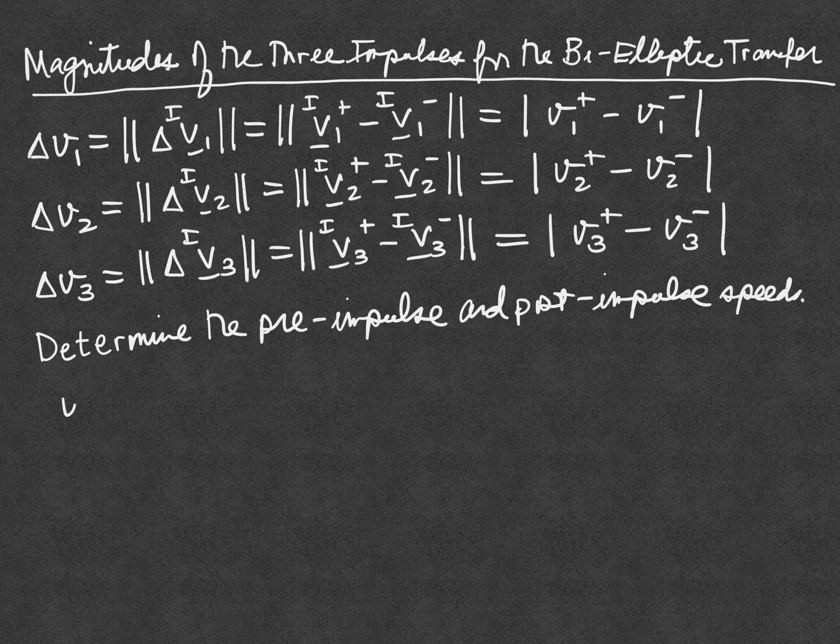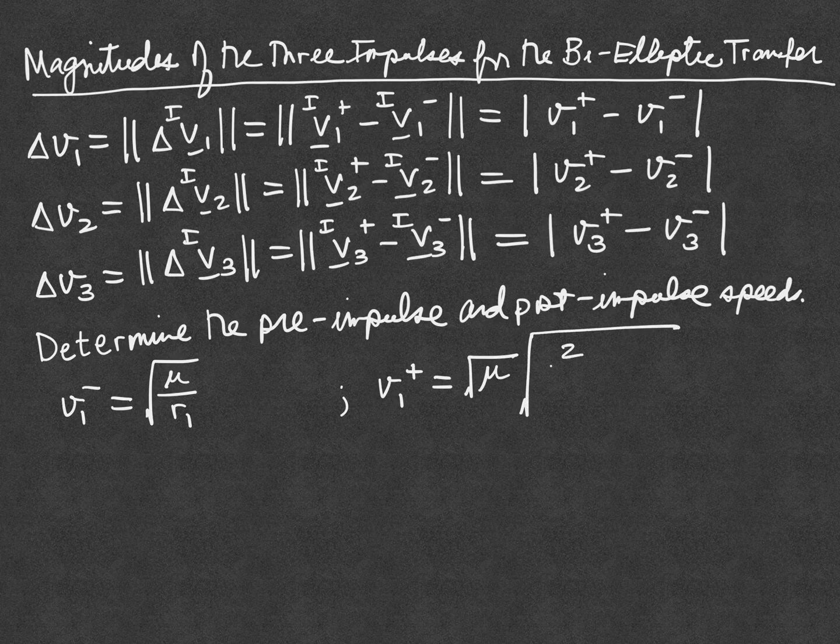So first, V1 minus is equal to the square root of mu over R1, because we're starting in the initial circular orbit. V1 plus is equal to, well, from the vis-viva equation, it's the square root of mu times the square root of 2 over R1 minus 1 over A1, because after applying the first impulse, we've been placed onto the first transfer orbit, and that transfer orbit has a semi-major axis equal to A1.